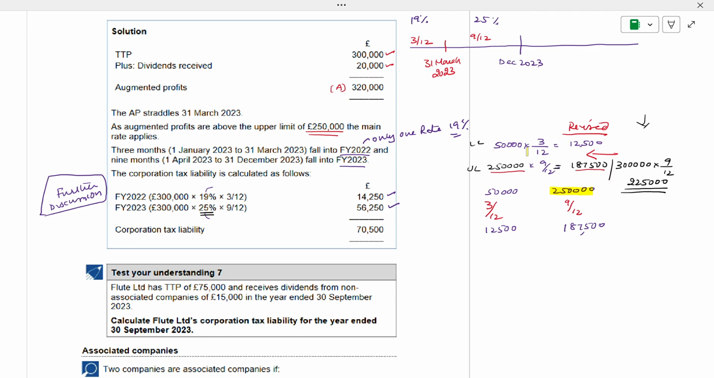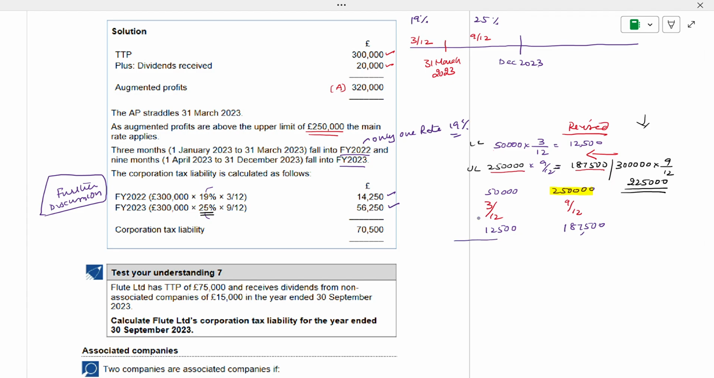If you revise the upper limit and lower limit, it makes sense, sir. But the answer to the question says 250,000 is the upper limit. Okay, I agree with you. So 250,000 is the upper limit. If augmented profits are more than 250,000, then yes, profits are more than 250,000.